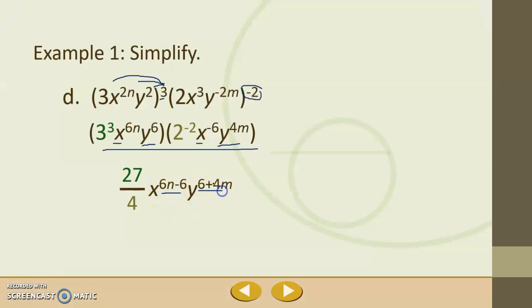We do have to stop here because we can't really subtract 6n minus 6 because of that variable, nor can we add 6 plus 4m because they are not like terms. This one has a variable. That is as simple as it gets.